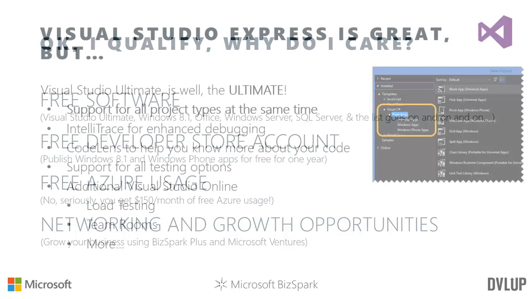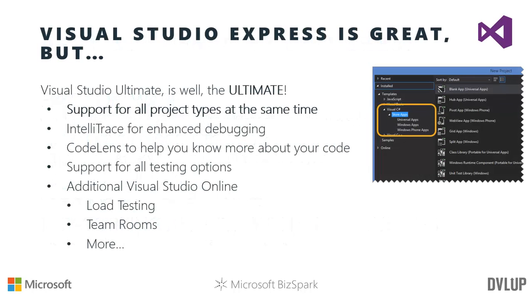So I talked about the free software that you can get from MSDN, and one of the great tools for you as a developer is Visual Studio Ultimate. Now, Visual Studio Express is great, don't get me wrong. In fact, a lot of very popular Windows Phone and Windows Store applications were built using the free Express editions, but Visual Studio Ultimate is, well, it's ultimate, right? You can do everything that Visual Studio can do with Visual Studio Ultimate.